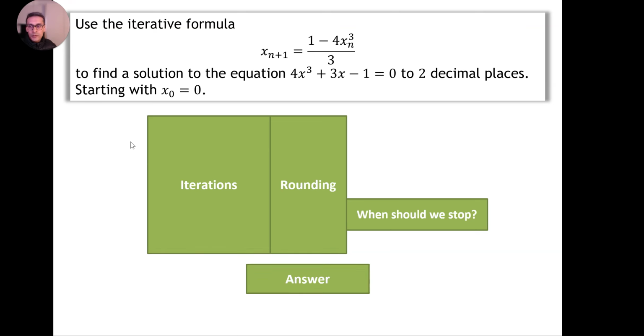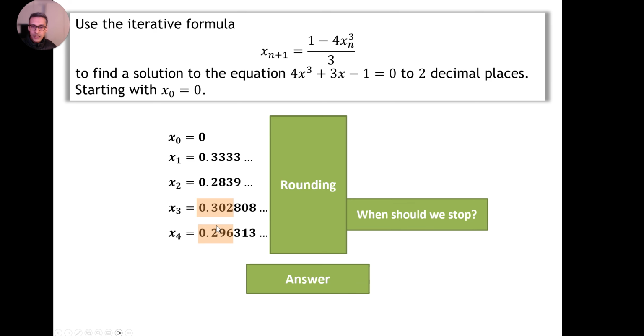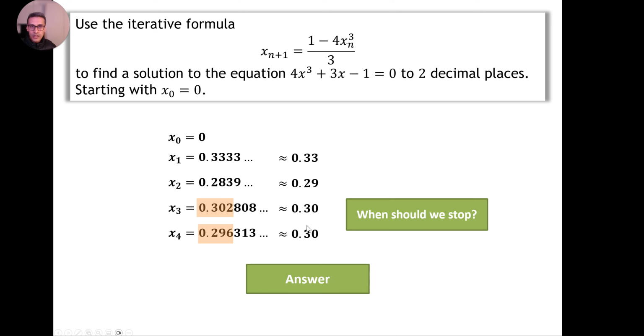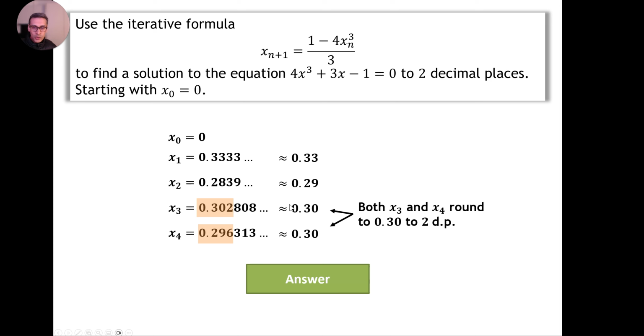Okay, so here's another example for you to try. Use the iterative formula given to find the solution to the following equation to 2 decimal places. Start with x0 equals 0. Pause the video and I'm going to show you the answer in 3, 2, 1. Right, so here are the values that you get, and if you round these you can see that they end up rounding to about 0.30 to 2 decimal places, and that's going to be your answer.